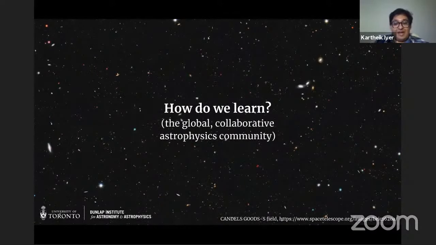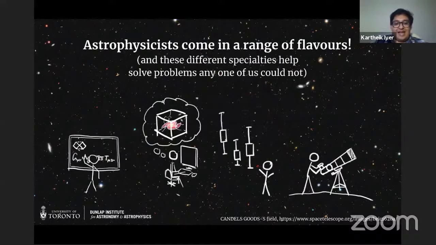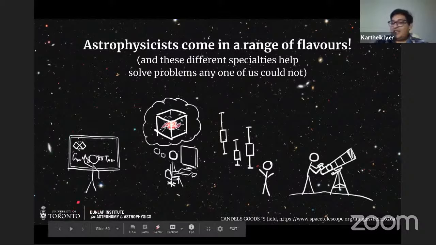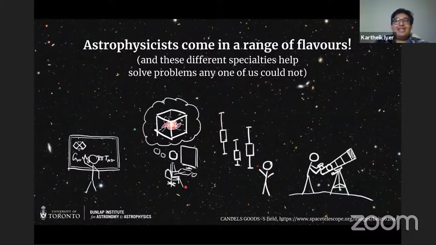So I've been saying "we" throughout, and the "we" is really important when it comes to astrophysics. The community of astrophysicists across the world is global and collaborative. This is because astrophysicists have many different specialties. Some people might be good at building instruments. Some people might be good at taking observations. Some scientists might be good at doing pure theory, just working with pen and paper. Some people might be good at computer programming and making these complicated simulations of how galaxies evolve.